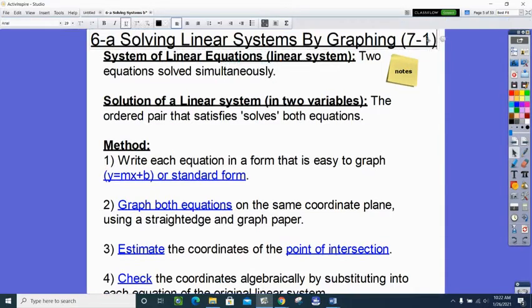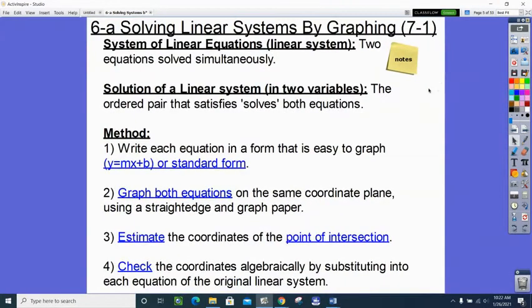Oh, by the way, it is in your book. It is chapter 7, section 1, in case you need it. To solve a system means that you're going to solve two equations simultaneously. That means at the same time. The ordered pair that you get, that point where the two lines meet, is called the solution because it solves both equations. So if you put the x and the y into both equations, they will work. They will check. We're going to talk about that in a second.